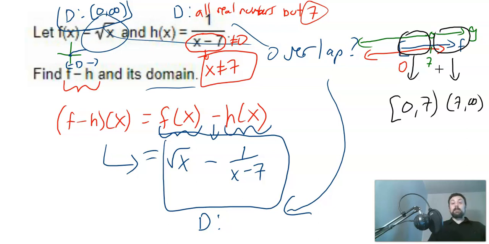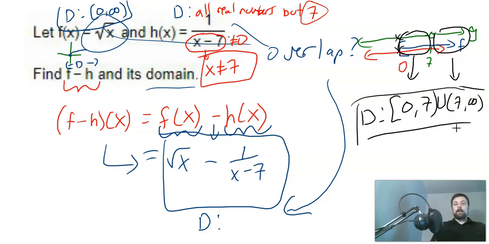Notice I'm using parentheses on the 7 because I want to skip over that number. I don't want to include it. So I don't want brackets on the 7. I want parentheses there. But the 0 is included because they overlap at 0. Both domains contain the number 0. So we keep a bracket on the 0, but we want to skip over the number 7. And then we do a union to connect those two together. And so that would be the domain of my new function. I don't feel like rewriting it down here, so I'll just keep it over here, and that'll be the domain.